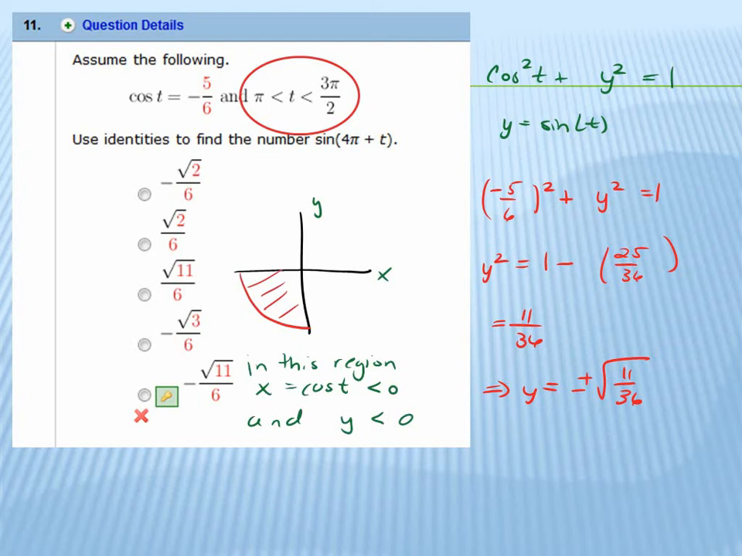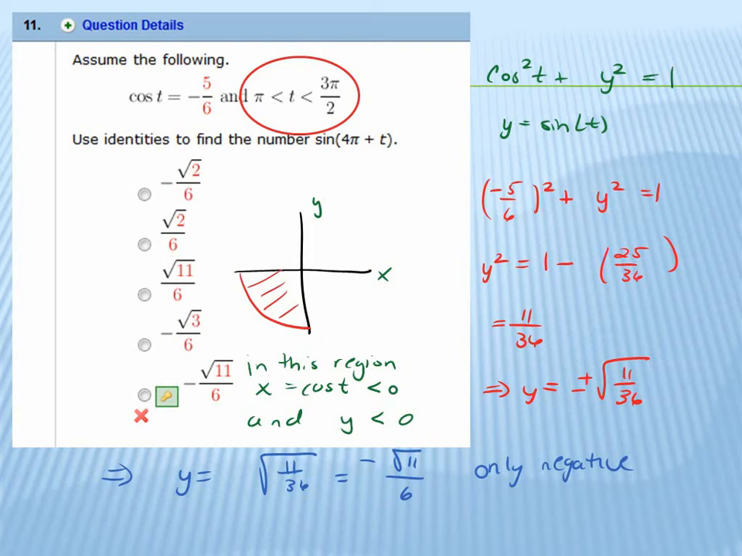They tell me t is between pi and 3 pi over 2. Pi is over here, 3 pi over 2 is here. So it's this region. And it turns out that these are the y values in this region. Y values in this region, positive or negative? Negative. So I x out the positive, I keep the negative. And I get negative square root of 11. And then, of course, this is 6 times 6 on the bottom, so I can keep it as 6. But I think, even if you don't do that, this is fine.